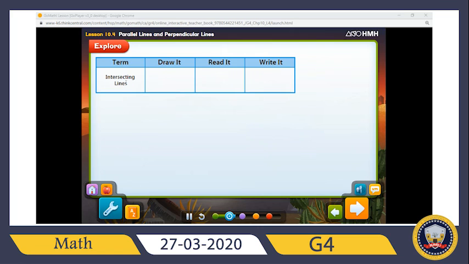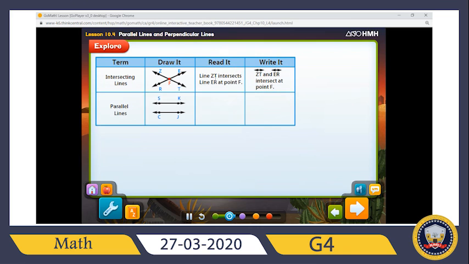Intersecting lines. So first of all, I know intersecting lines need to cross at exactly one point. How can they cross each other? For example, there are two lines here, line RE or ER and line ZT. So they intersect at point F. While you're reading this, I'll say line ZT intersects line ER at point F.